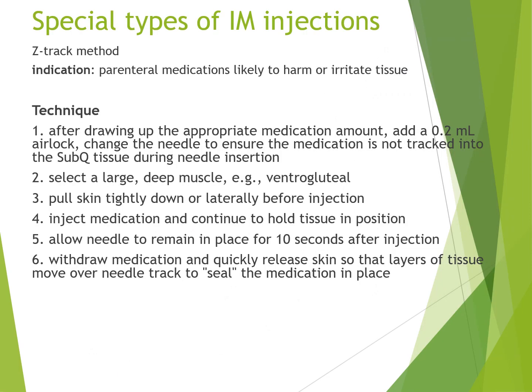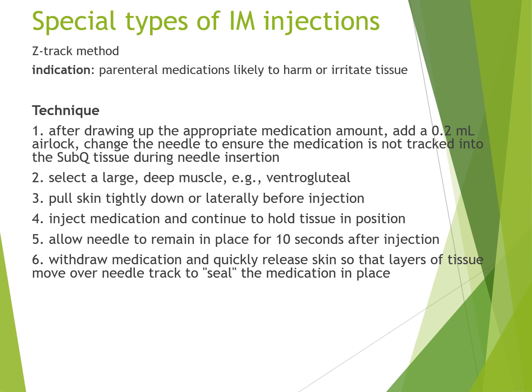Injections also include giving some medications using the Z-track method, because these parenteral medications can likely harm or irritate the tissue, so that's why you want to use this special technique. The first thing you're going to do after drawing up the appropriate amount of medication, say 0.5 mLs, is to add 0.2 mLs of air lock, and change the needle to ensure the medication is not tracked into the subcutaneous tissue during needle insertion.